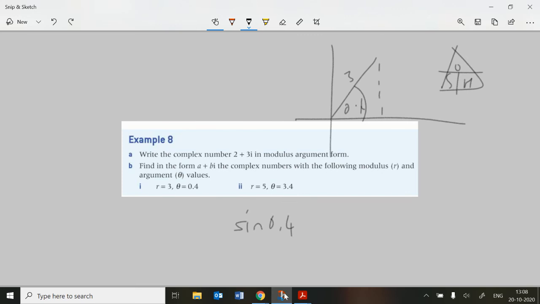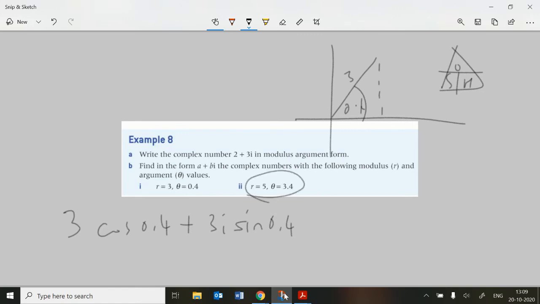So we could put the i here, and then we could say that's also plus 3 cos 0.4 as well. So this would also work too. That's a perfectly fine way of doing this question too, without resorting to using your calculator.